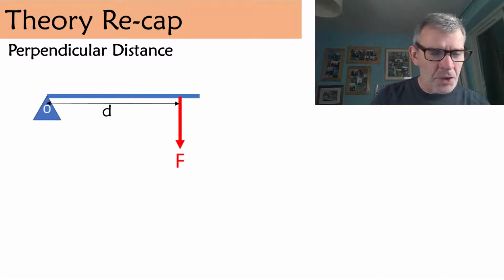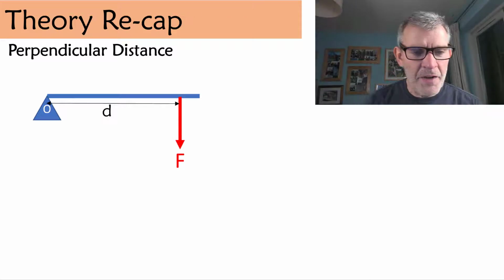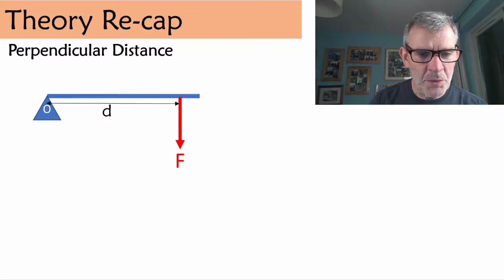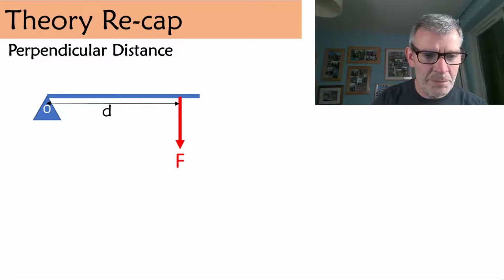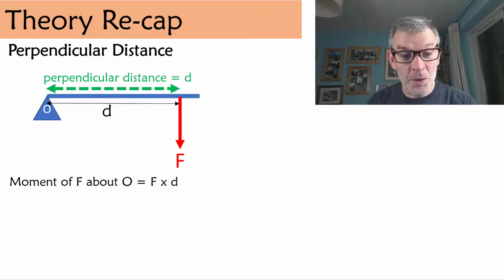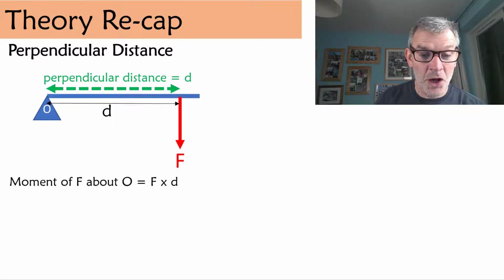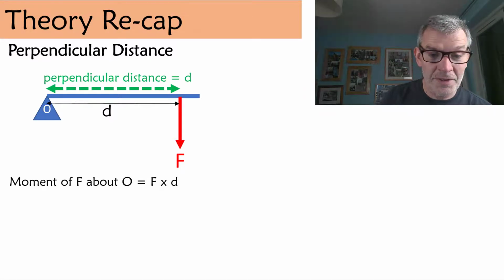At GCSE, you would have been very familiar with this sort of problem, where we've got a force which is acting in a perpendicular direction from a distance d and the pivot point at O. And you all know the moment of F about O is force times the distance.